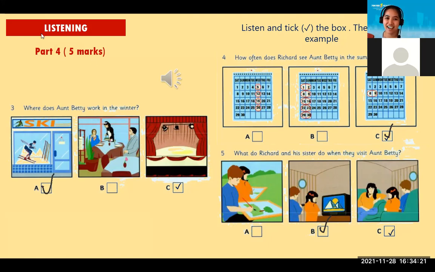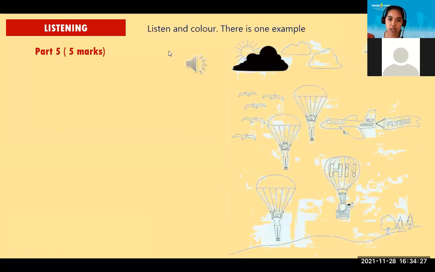Yes. Okay, so let's proceed to the other part. Okay, so in part 5, you are going to listen and color. So kindly look at this one. We have one example. I will let you listen again twice. And if you don't like to listen again a second time, then you can tell me so that we can check your answer. Okay, let's listen.